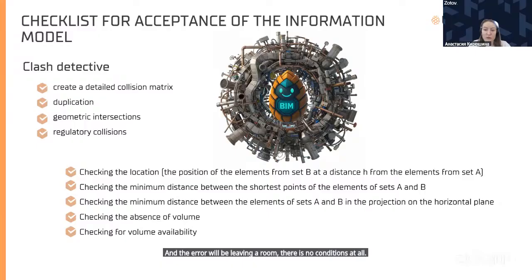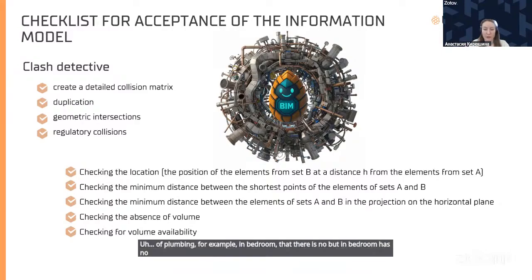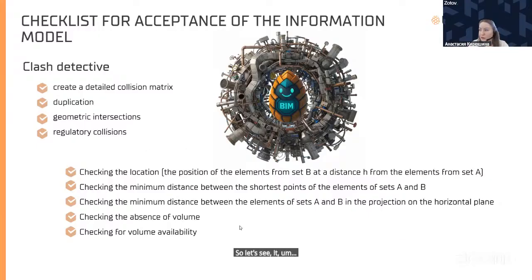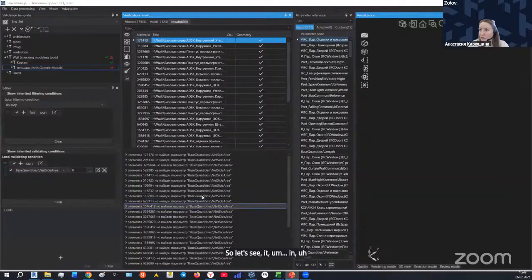And with the opposite check, we check the location of plumbing, for example, that a bedroom has no modeled plumbing, and the errors will be the bedrooms where there is plumbing. So let's see it in the interface.